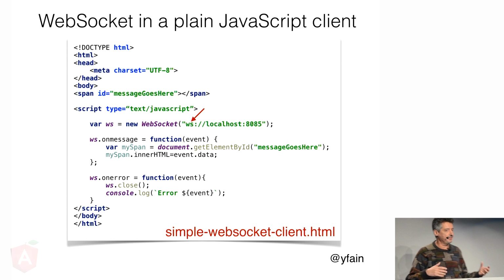The WebSocket protocol is event-based. You specify your callbacks. What do I need to do if a connection happens? What do I do if a message comes in? If an error comes in, if a socket is closed. So pretty simple. WS on message, if a message comes in, I want to execute this function. In this case, I am finding the element on the UI, and I assign some data that I received from the socket to the UI. On error, I do other processing.